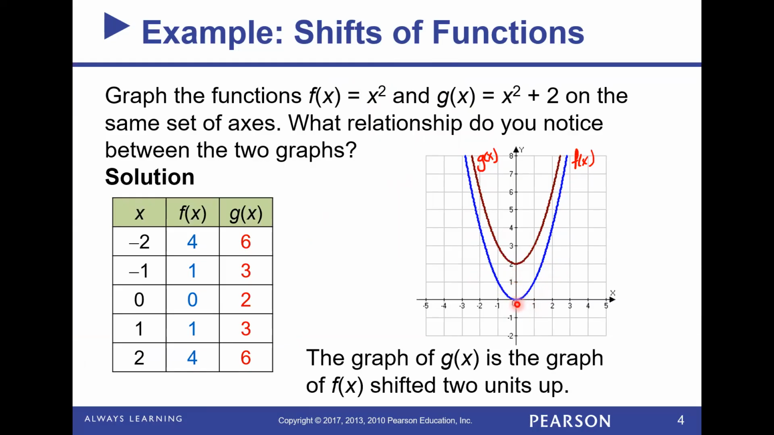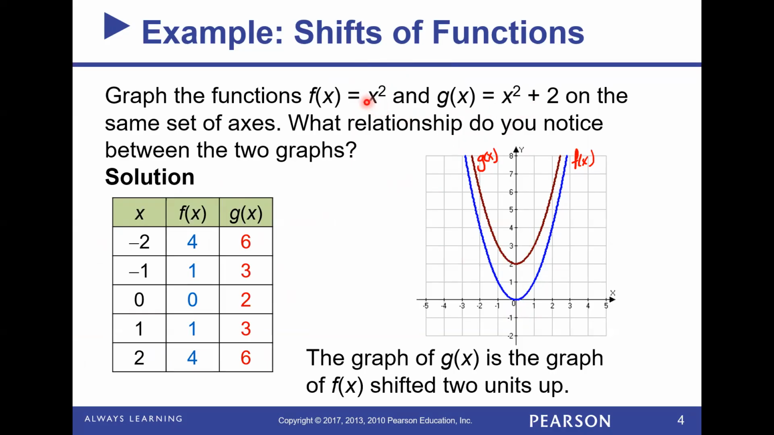Now how many units has it been shifted up? Well, 0, 0 is that beautiful vertex on the f function. And as I look at the g function, it looks like x equals 0, y is 2. So it's been shifted up 2 positions, which we can see reflected in the table as well. But as I look at it visually, I can very well see that it's been shifted up 2 units there.